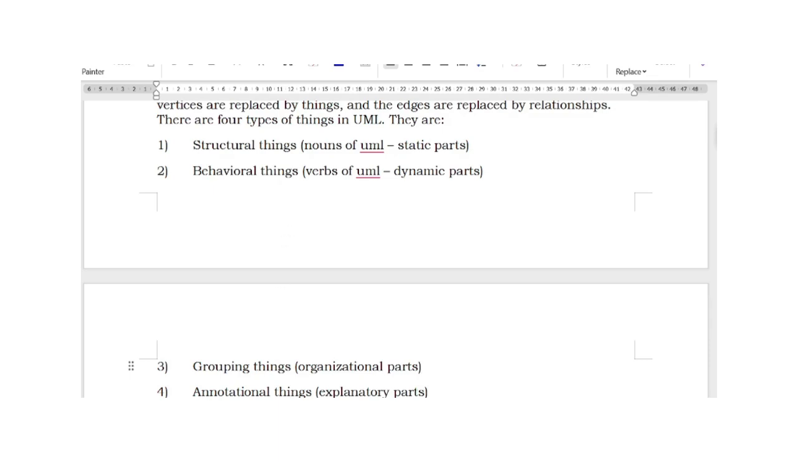So in the next video we are going to discuss structural things: what is meant by structural things and what are the different types of things available.